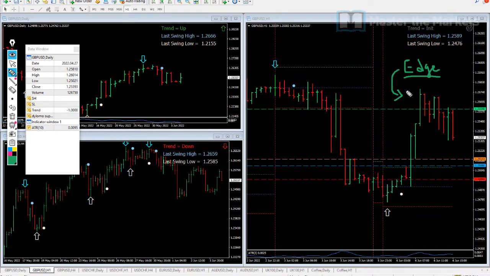Okay, an edge, I mean, a lot of books have explained this, and you can find a lot of definitions from traders' perspectives as well. Now, an edge is simply one that gives you a net profitable result over a cumulative set of trades. Okay, cumulative set of trades.